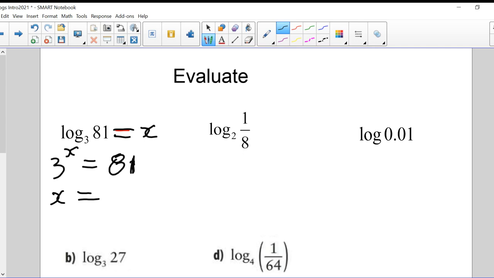What can I raise 3 to that's going to give me 81? Like I said, you can use your calculator to sort of help you through that. Try different numbers until you hit the one that gives you 81. All right, Ella? So back over to you. Let's hear what you got. So Ella is saying 4. So that's exactly what the x is.